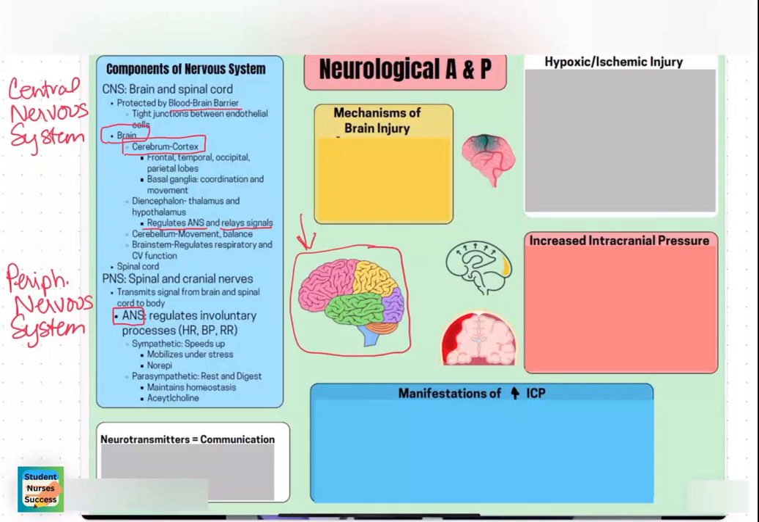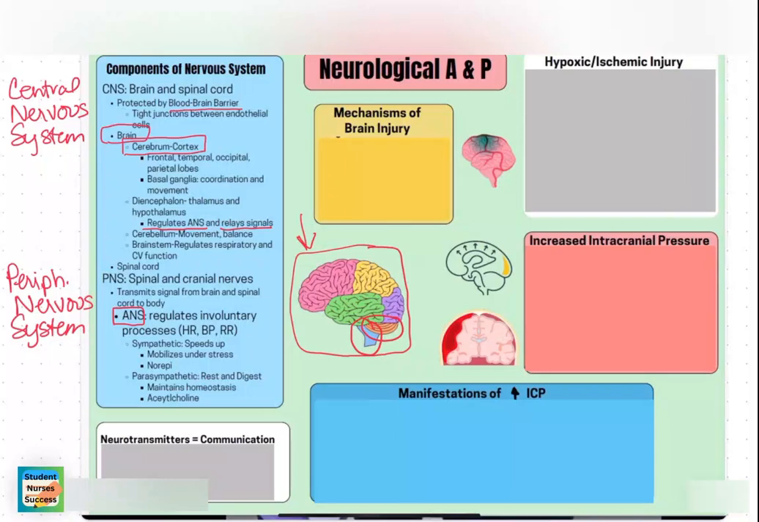The cerebellum is in the back, and so that's this particular area right there. The cerebellum is responsible for movement and balance, and the brainstem, which is this blue piece here, regulates respiratory and cardiovascular function. So it kind of regulates respirations, blood pressure, and also helps with ensuring that there's a good heart rate. And then you have the spinal cord, and most people are pretty familiar with what the spinal cord does. It transmits messages up and down to the brain.